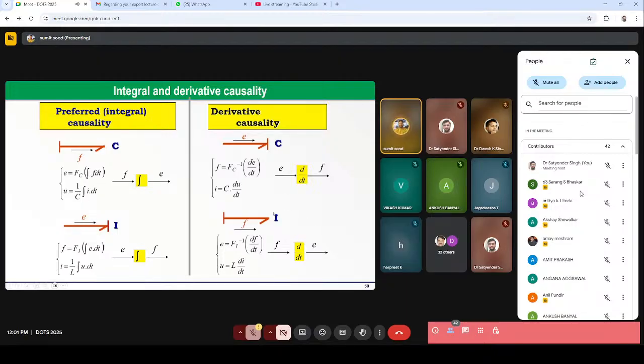The derivative causality is preferred for diagnosis, in which we will be able to see the rate of change of one power variable, and the second variable depends on the rate of change. We will see how derivative causality is used for diagnosis. But from the simulation point of view, we always consider that the I and C elements should be in the integral causality.